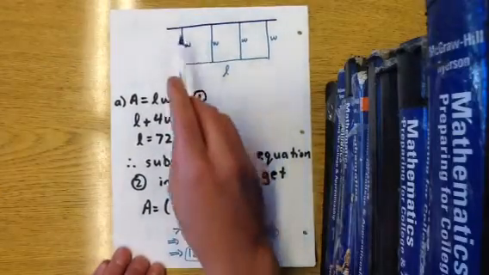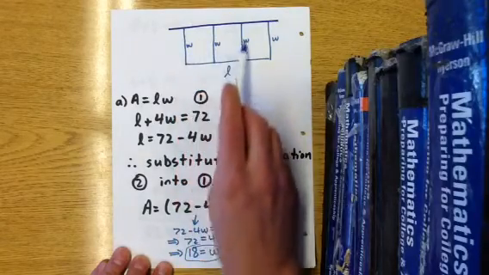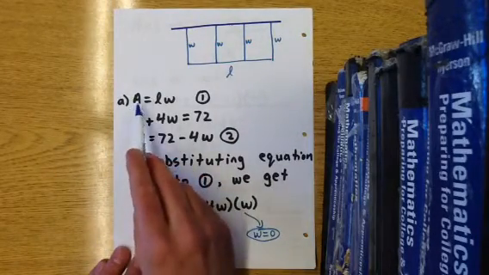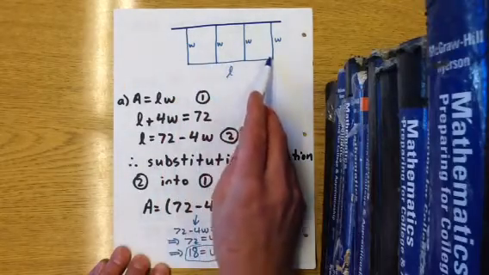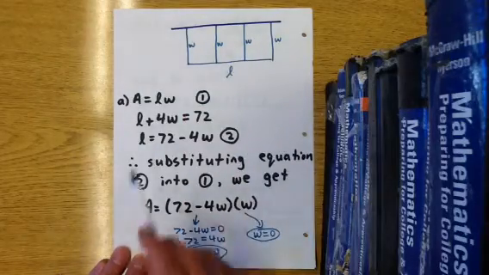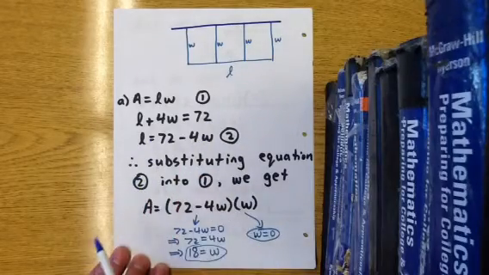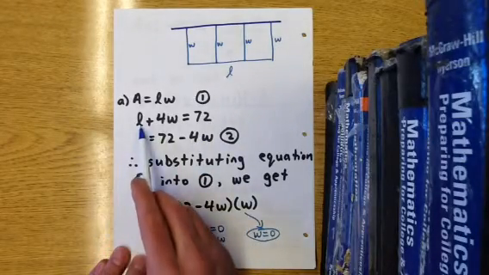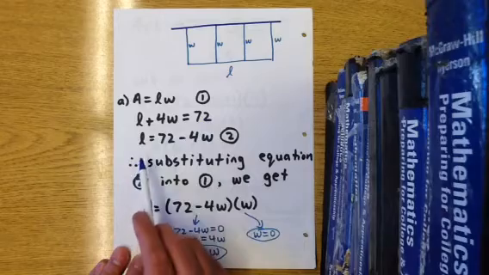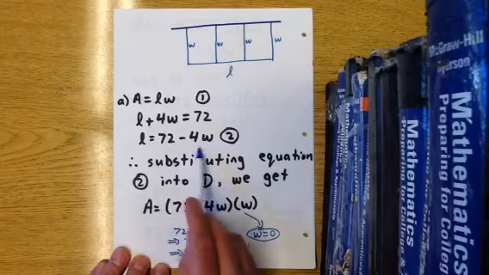For part A, we have the house, we have the 3 different pens, so what we really have are 4 widths and 1 length. Now we know that area is equal to length times width. The area of this overall rectangle will be length times width. We also know that L plus 4W is equal to 72, because she has 72 meters of fence. And what we want to do now is isolate this L. Okay? So if L plus 4W is 72, then we can subtract 4W from both sides and say L is equal to 72 minus 4W.